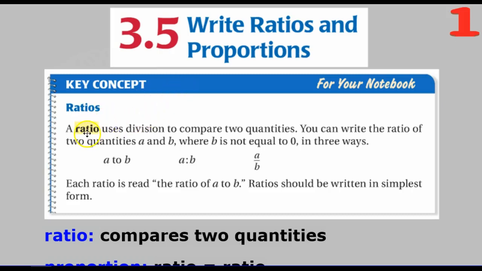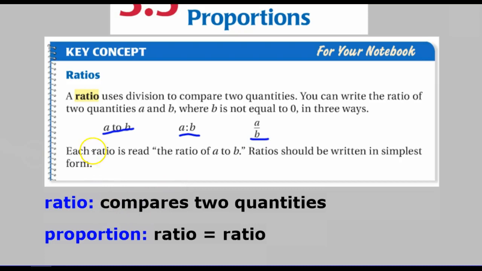Now what is a ratio? A ratio uses division to compare two quantities. You can write the ratio of two quantities, A and B, where B is not equal to 0, in three ways. We can write it A to B, A colon B, or A over B. Each ratio is read as the ratio of A to B, and ratios should be written in simplest form. So this is read A to B, this is also read A to B, and this one is also read A to B.